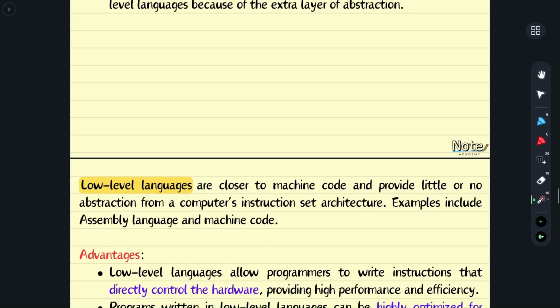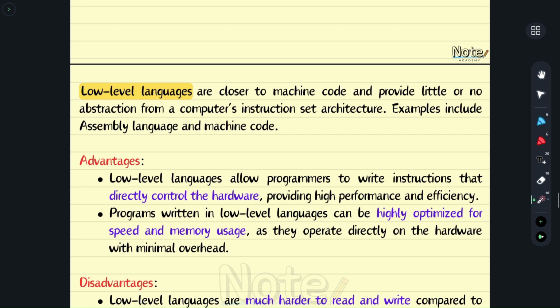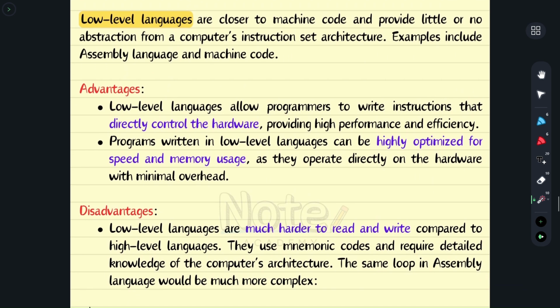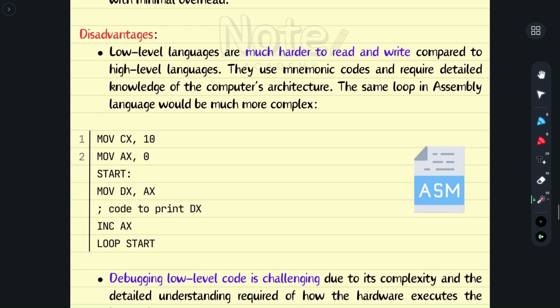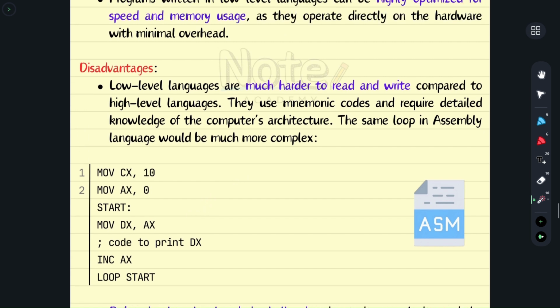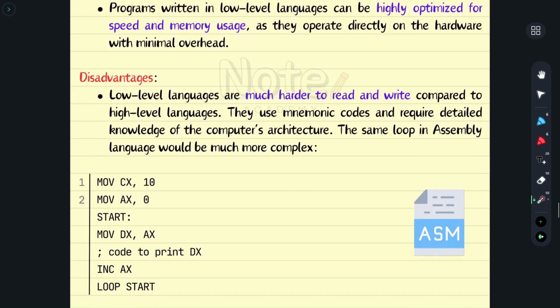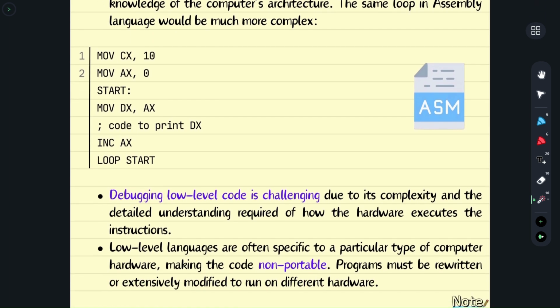Next, let's move on to low-level languages. Low-level languages are closer to machine code and provide little to no abstraction. An example of this is the assembly language. Over here you can see an example from an assembly language. This is obviously much harder to read and write, and debugging these types of languages is also very problematic.